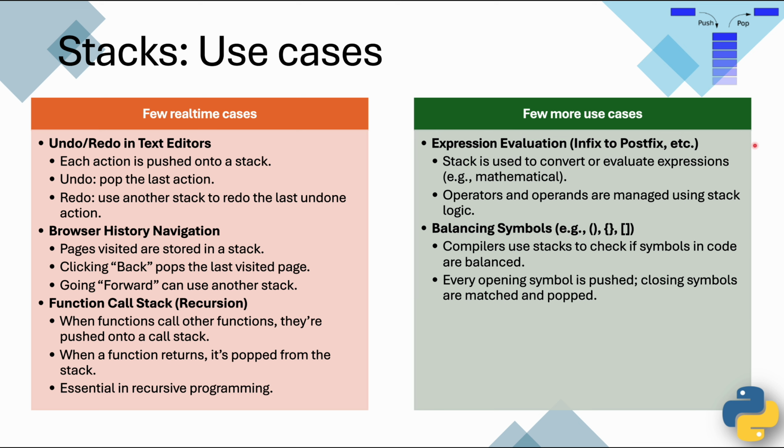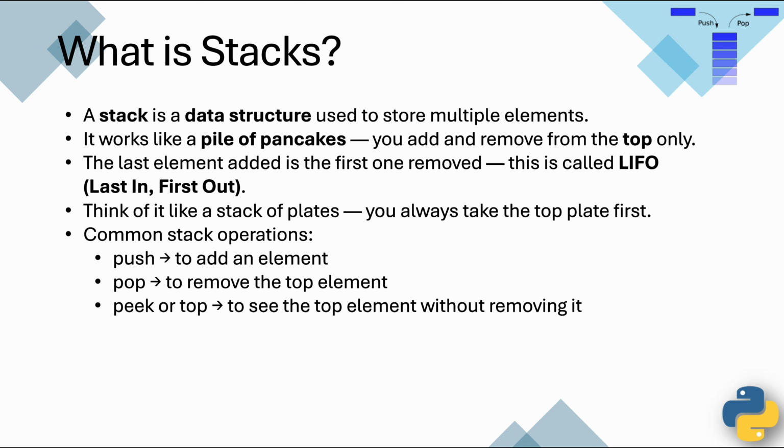Balancing symbols. This is the most common problem statement given to you in interviews, or even in LeetCode or HackerRank problems. Balancing the bracket symbols. Compilers use stacks to check if symbols in code are balanced, that is, whether open brackets and close brackets are matching or not. Every opening symbol is pushed, and when a closing symbol matches, it is popped. Once everything is matched, your stack will be empty. Let's go to the next screen.